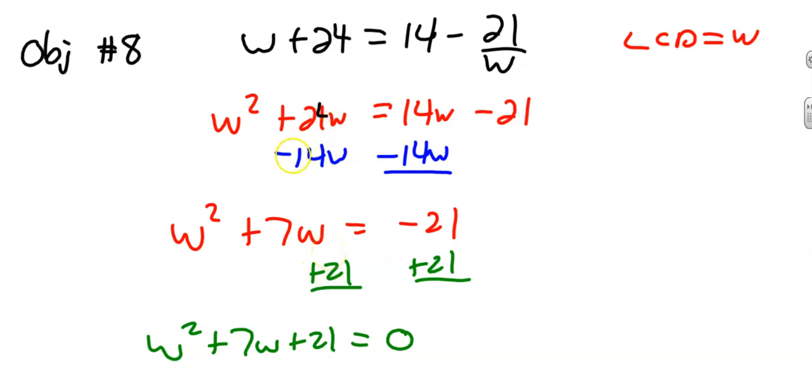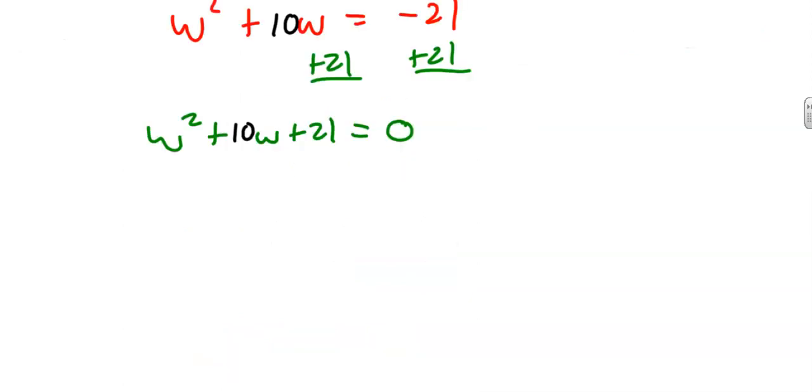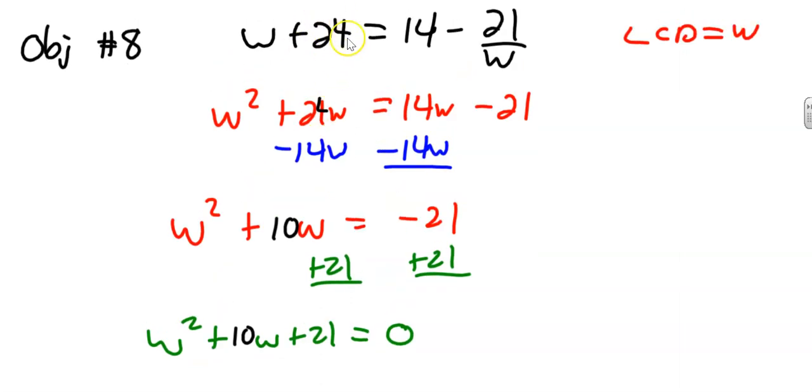So if we do 24 minus 14, that's not 7w. That would make that a 10w. And same thing here, change that to a 10w. Okay, sorry about that. So change that first number back here to 24, instead of 21, to get us to here.